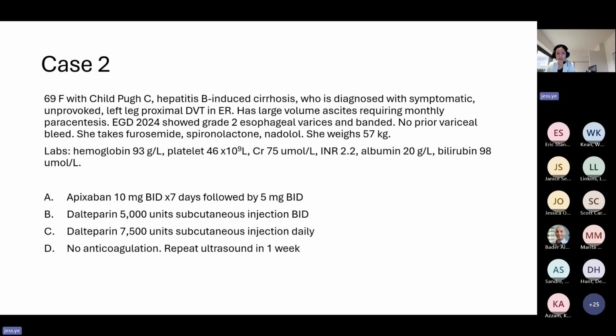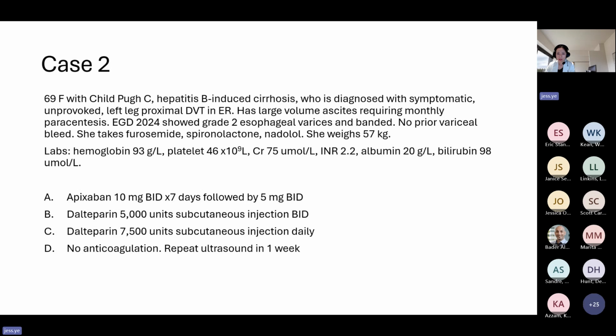The second case is a 69-year-old woman with Child-Pugh C, hepatitis B related cirrhosis, has proximal DVT, and EGD from a year ago showed grade 2 esophageal varices that were banded. Fortunately, no history of variceal bleed. On beta blocker, weighs 57 kilo, has pretty significant thrombocytopenia with a platelet count of 46.